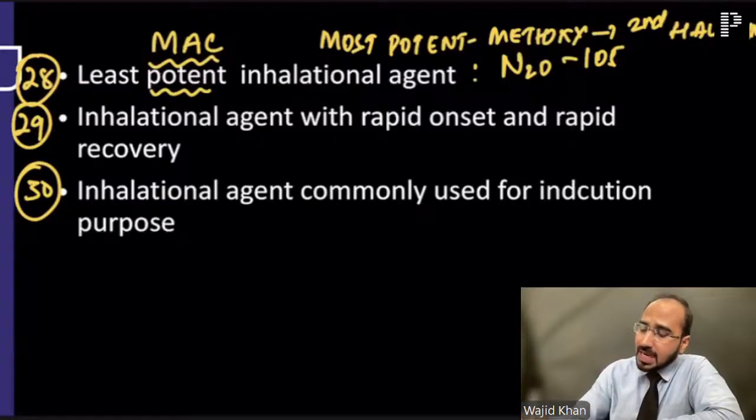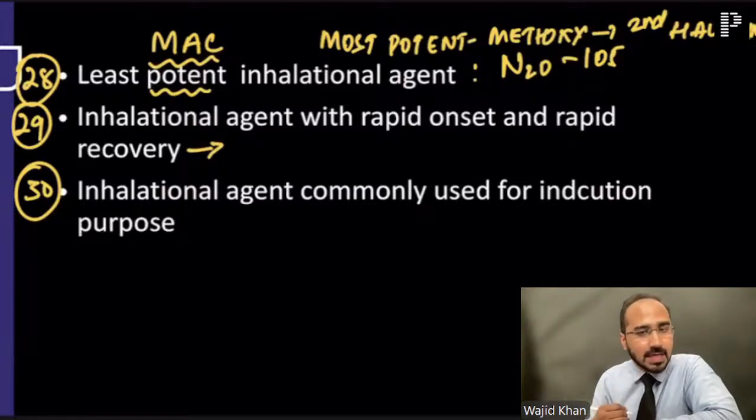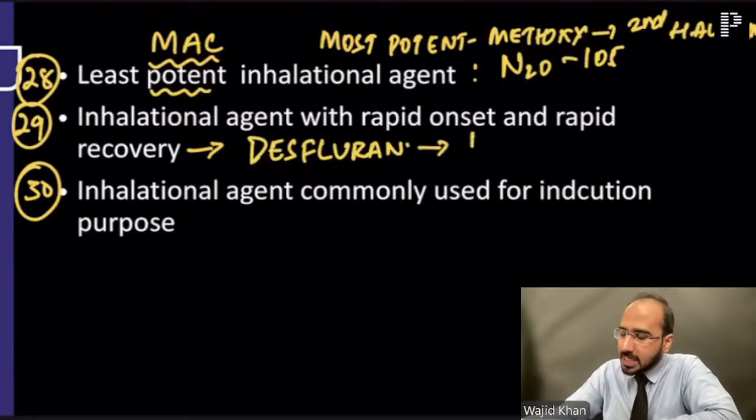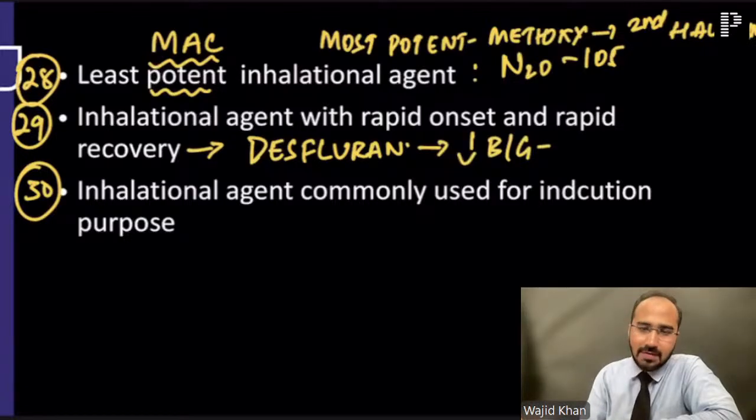Which inhalational agent has rapid recovery and onset? Just now I told you guys what determines the speed of onset and recovery: the blood gas coefficient. So the inhalational agent that has a rapid onset and rapid recovery is desflurane. Desflurane has a low blood gas coefficient. Hence, it has rapid onset as well as rapid recovery.